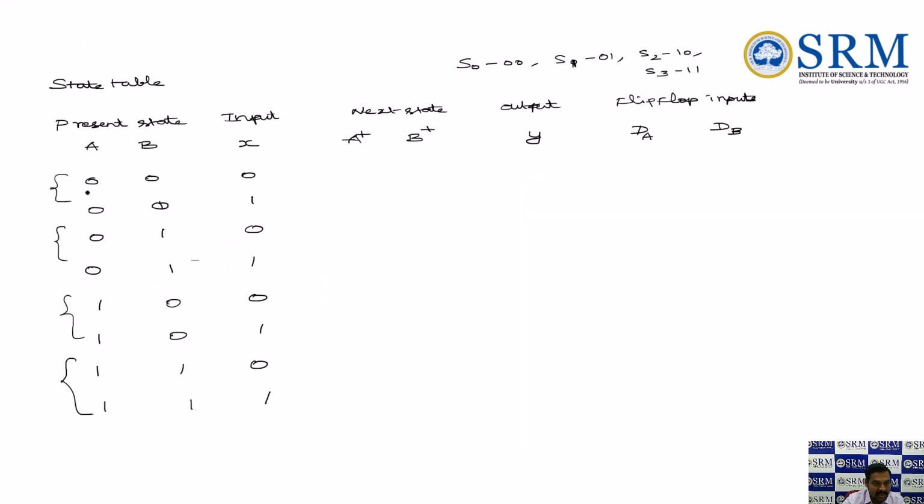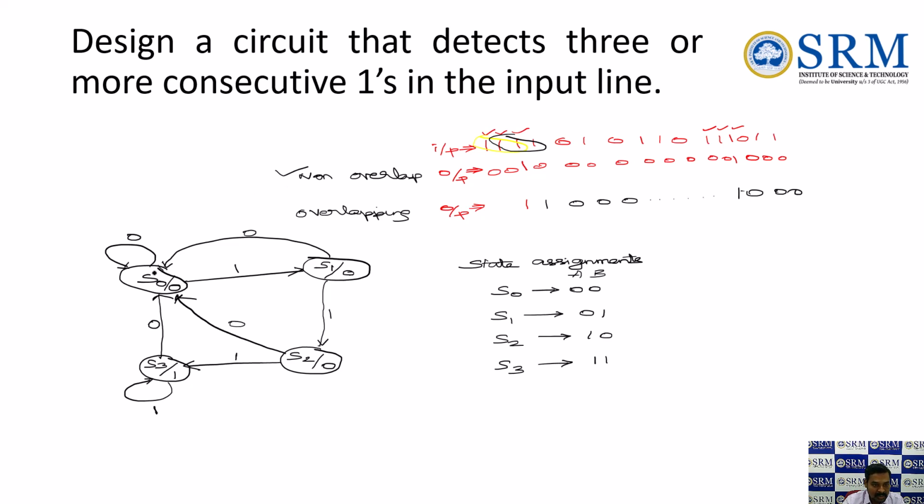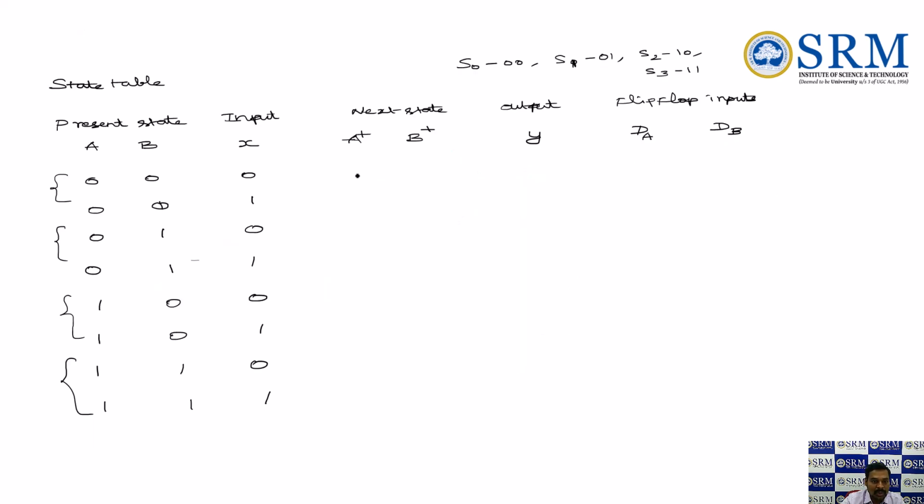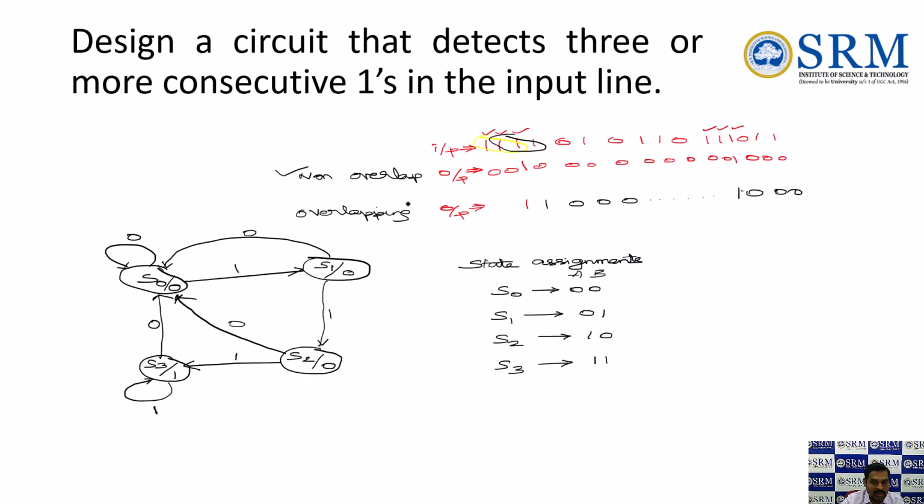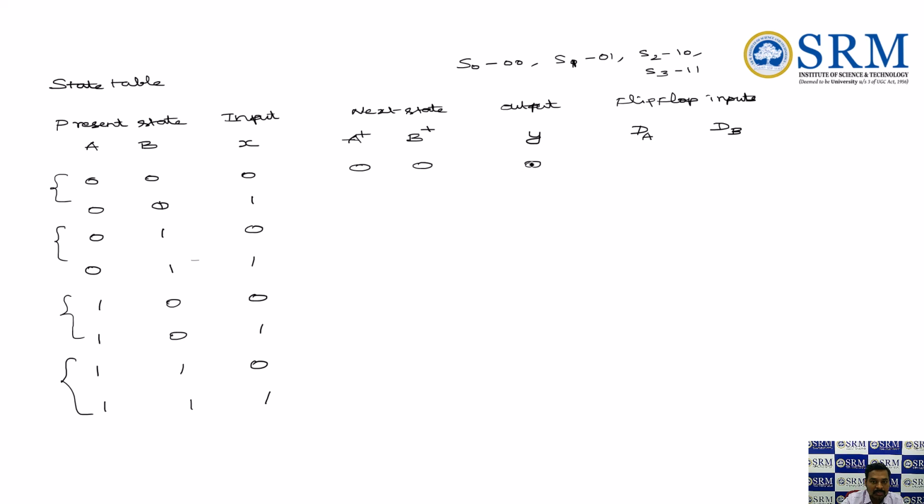My present state is 0 0. When my input is 0, what will be the next state? So s naught is 0 0. When my input is 0, it will return the same state, that is s naught again, that is equal to 0 0. So I am writing here 0 0. What was the output? Output is also 0, right?